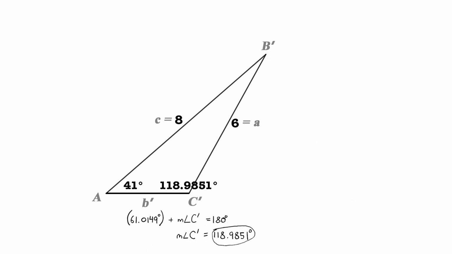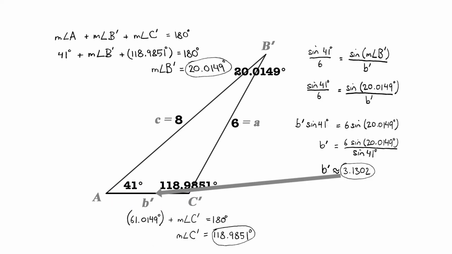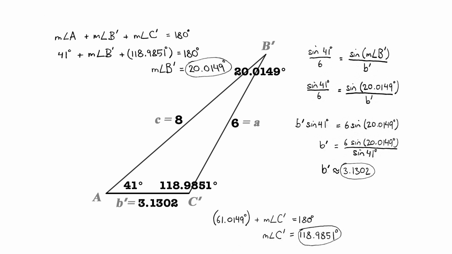Next, angle B prime. The sum of the interior angles of a triangle is 180 degrees, and we solved it. And last, very last, side B prime. Using the law of sines once again, with the solved angle B prime, we can get the work done.